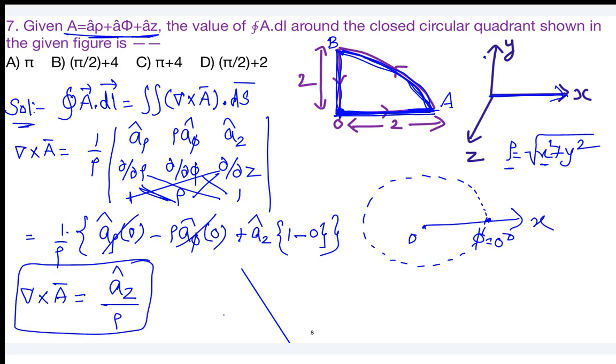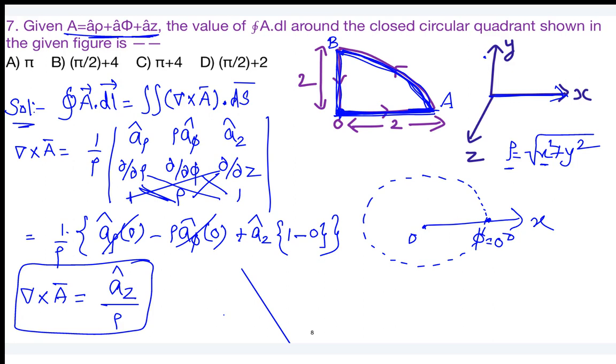Is it correct? Please ask your question. Yes, sir. Just that rho part, I'm again asking, can you please explain that? Just confused. Which part? The denominator rho. Why is that denominator coming in this picture? In the coordinate system.